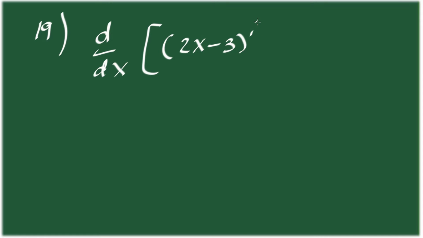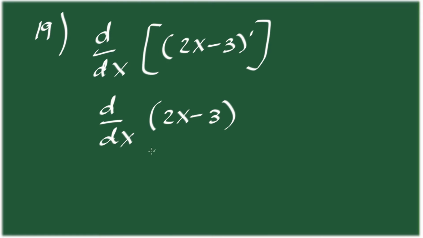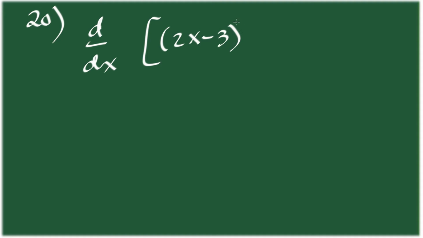Number 19, let's say, go ahead and find the derivative of 2x minus 3 to the first power. I'll be continuously increasing the exponent. Now, 2x minus 3 to the first is just 2x minus 3. In other words, the derivative is simply 2 minus 0, or just 2. Number 20, go ahead and find the derivative. What happens if I increase this to 2x minus 3 raised to the second power? How do we use the power rule?